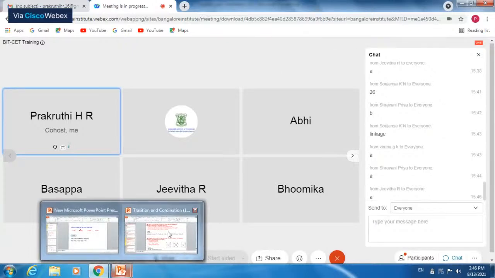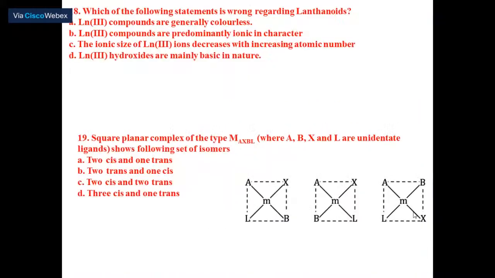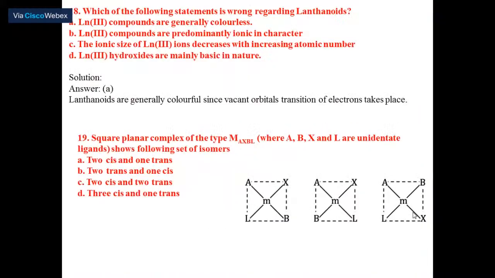Okay, right. Let's see the answer. Lanthanides are generally colorful since they contain electrons in orbitals that allow transitions. That is why d-d transition will take place. Because of d-d transition, it will exhibit color. Okay, the answer is here. The wrong statement is A.